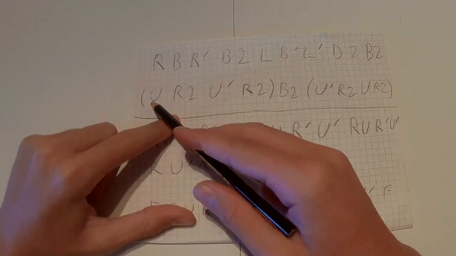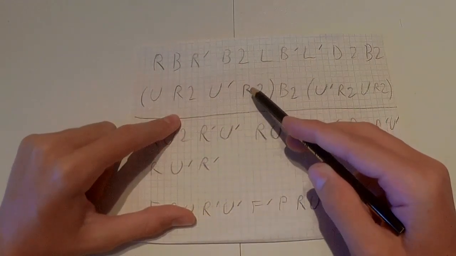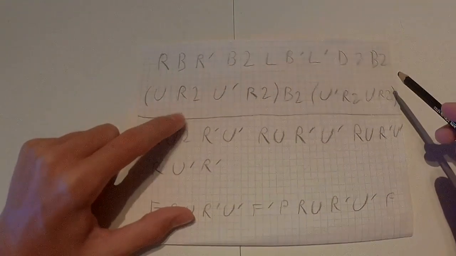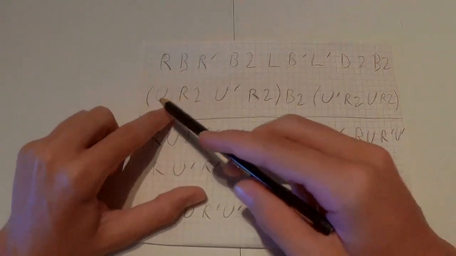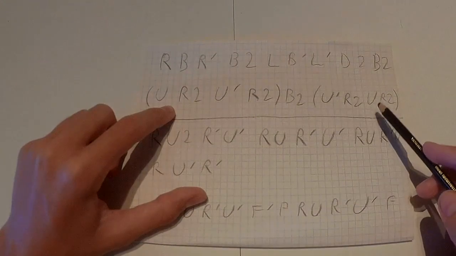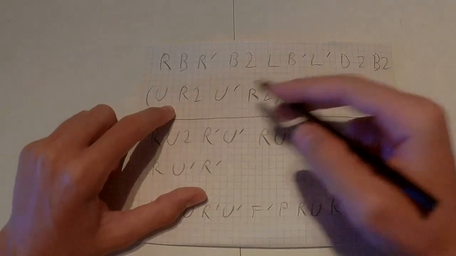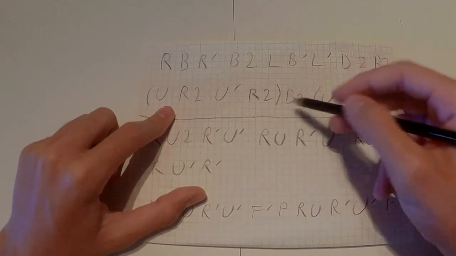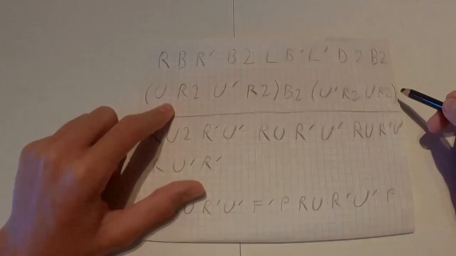This algorithm goes U, R2, U prime, R2, B2, U prime, R2, U, R2. Now, the first thing we notice is that this is nearly the same as this, but with U and U prime inverted. Did you see it? This starts with U, then R2, then U prime, R2. You do a B2, and then you do a U prime, R2, U, R2.